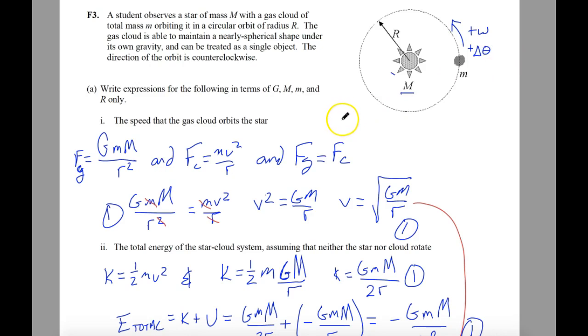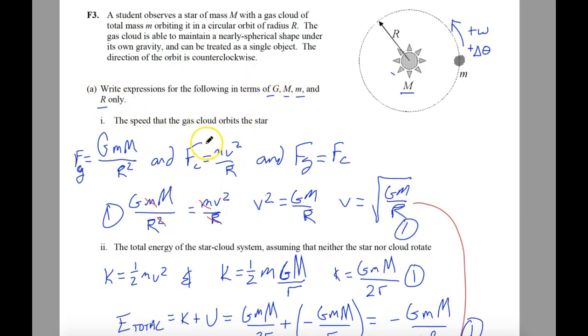Write expressions for the following in terms of big G, big M, little m, and capital R. Notice when I went through and did it, I left these as little r's to show you they wouldn't give you points for this. You absolutely positively have to make sure that all of your R's are capitalized. If they are not, they will not give you credit for this. I know it's crazy, but they ask for it that way, so that's why.